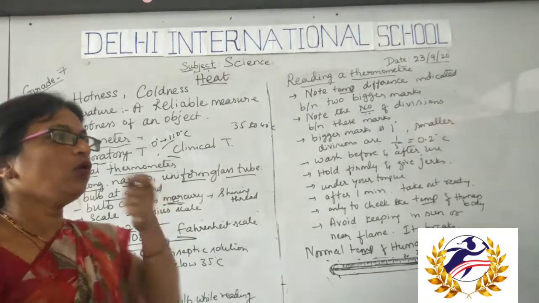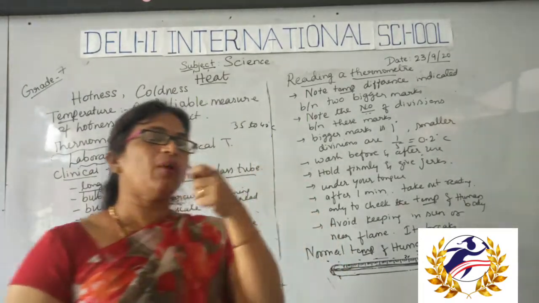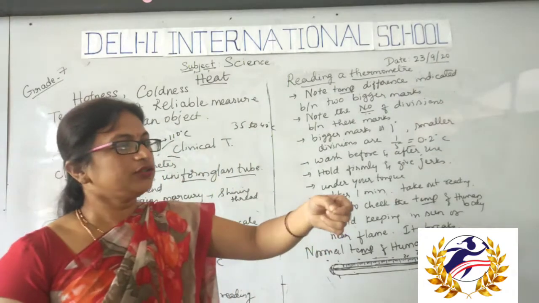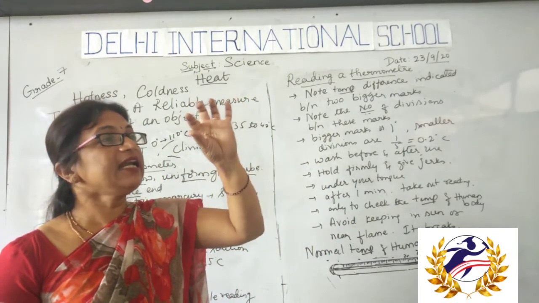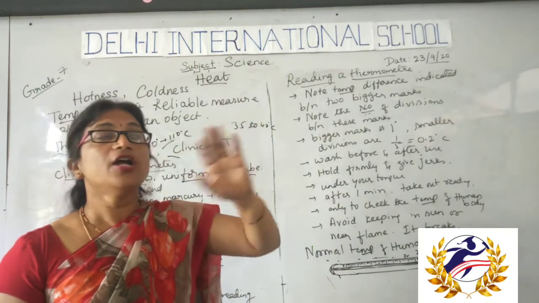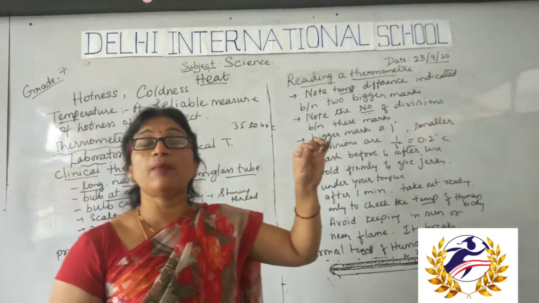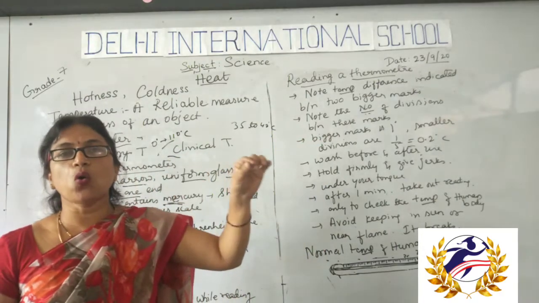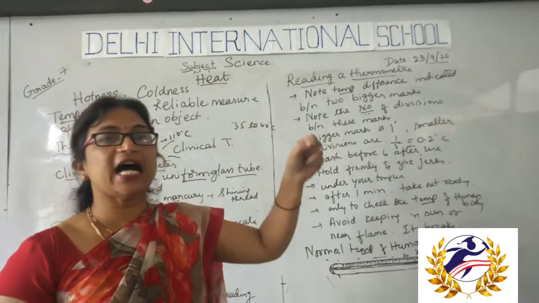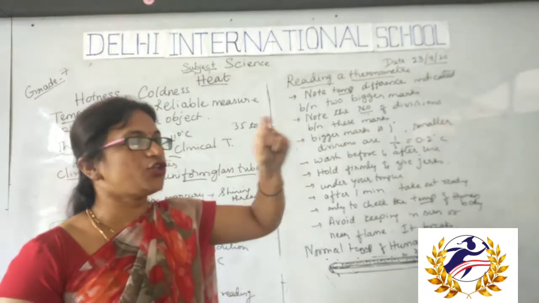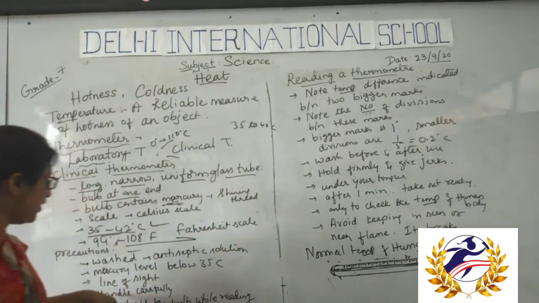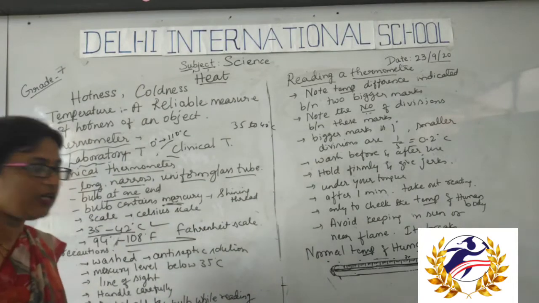When you put the clinical thermometer under your tongue, hold it for 1 minute and then take it out. You have to read the measurement, but do not hold it near the bulb of mercury. Hold the other end. It should be straight to your eyesight, at the line of sight.